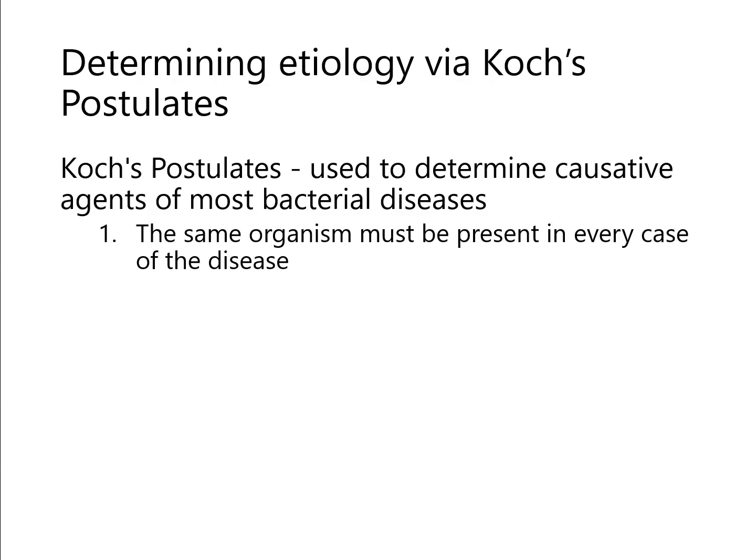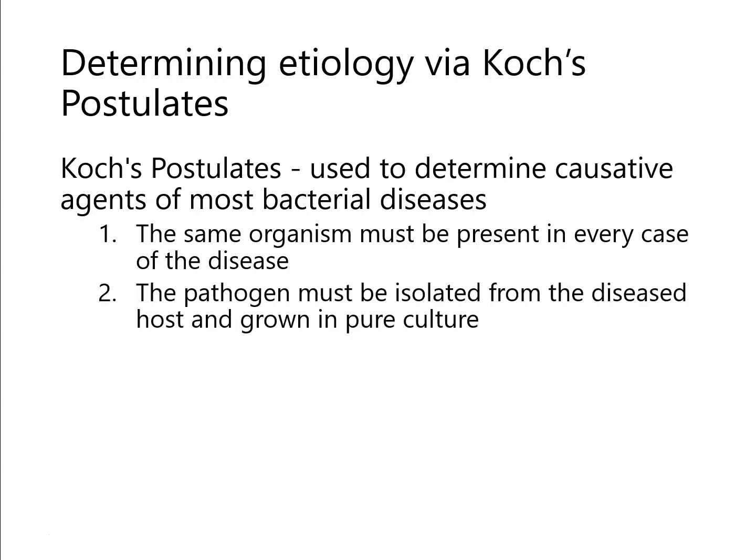The first thing is we need to have observational data. Like, the same organism has to be present whenever the disease is present. This is really the first step. This is how you know what experiments to do, is you see this correlation. Then you have to get the pathogen into pure culture. So you have to take it from one of the diseased hosts, grow it in pure culture.